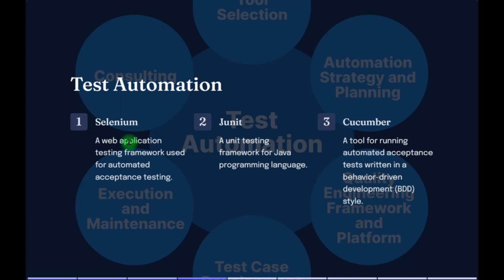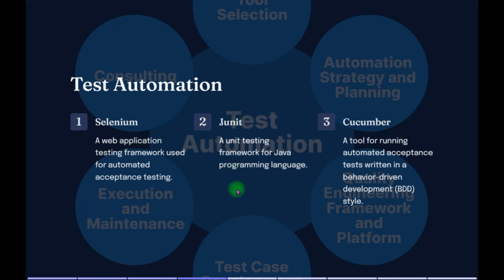First we have Selenium. Selenium is a test automation tool that helps you automate the process of testing your software. It can be used to test web applications, mobile applications, and it can even help you test desktop applications.